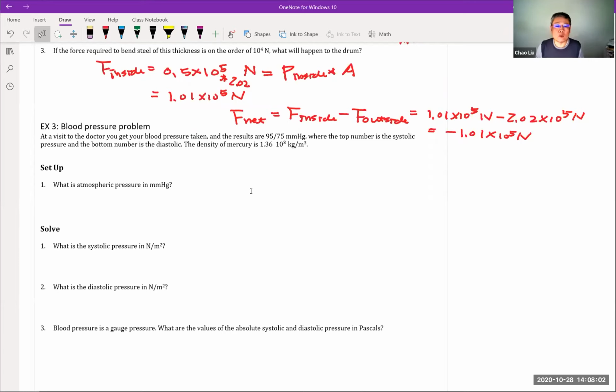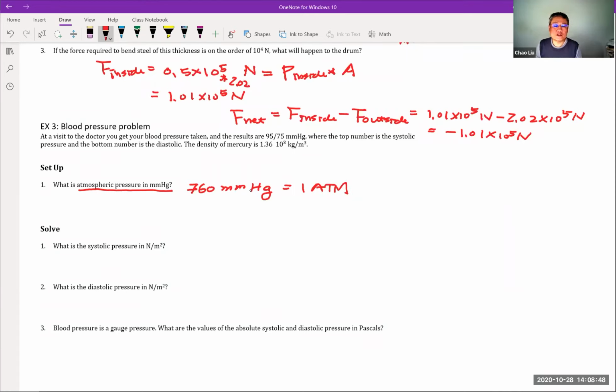So the first thing that we were trying to do is, can we do some kind of conversion? If we know the atmospheric pressure in millimeter of mercury, where does this one come from? If we want to convert this one, let's say 95, how do we convert 95 into Pascal? We already told you this one is equal to 760 millimeter of mercury. So this is equal to 1 atmosphere.